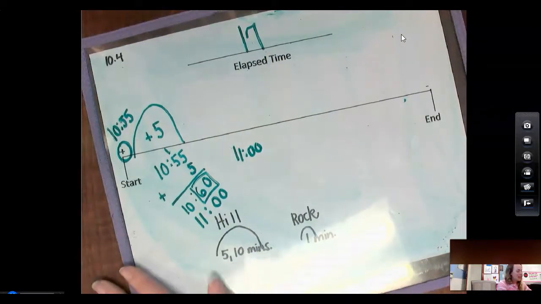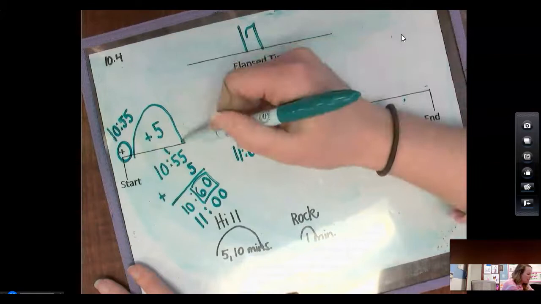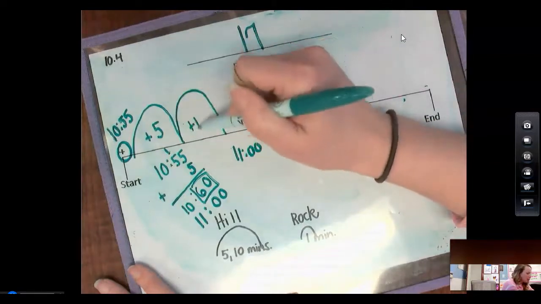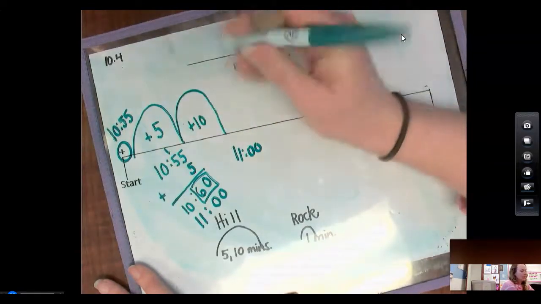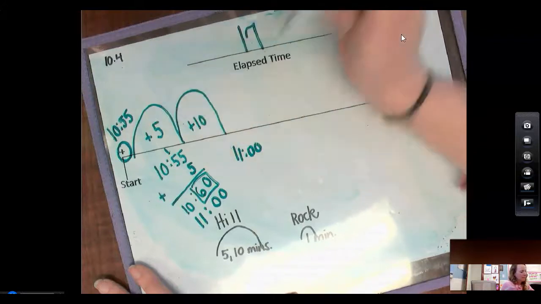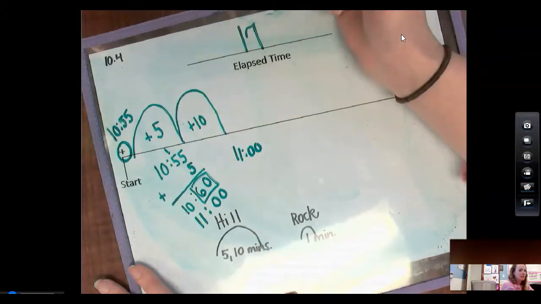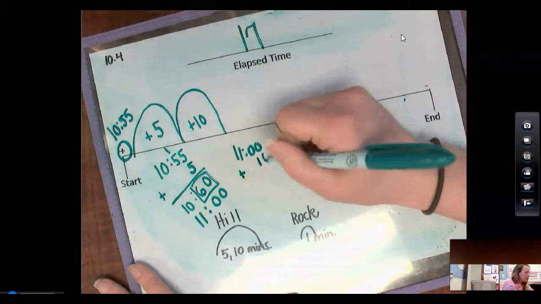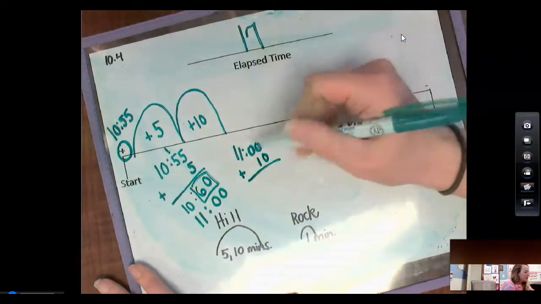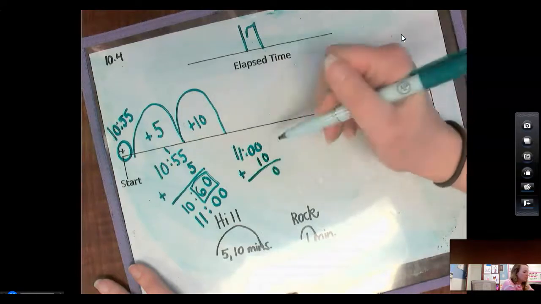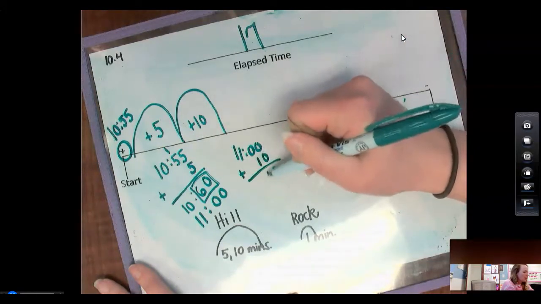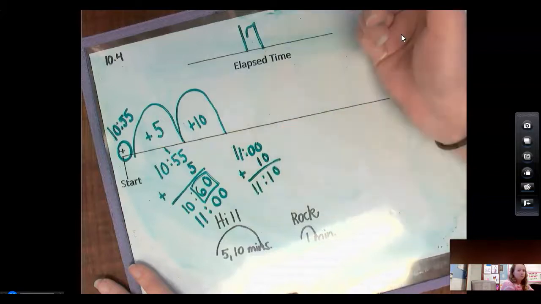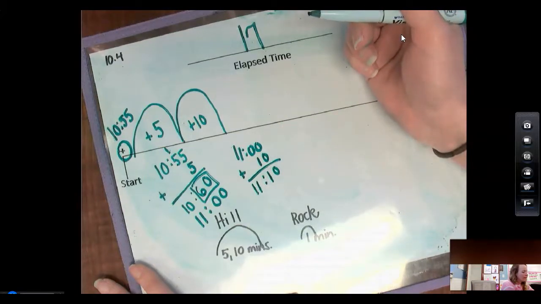Well, can I do a plus 10? Well, let's see. If I put a plus 10 here, let's see what minutes we're at. 10, 15. Is 15 smaller than 17? Yeah, so I can do a plus 10. So I'm going to do plus 10. 0 plus 0 is 0. 0 plus 1 is 1. Drop your 11. So we're at 11, 10.